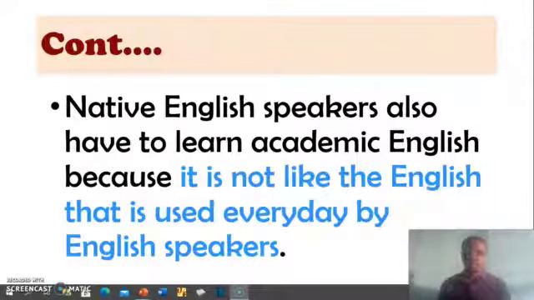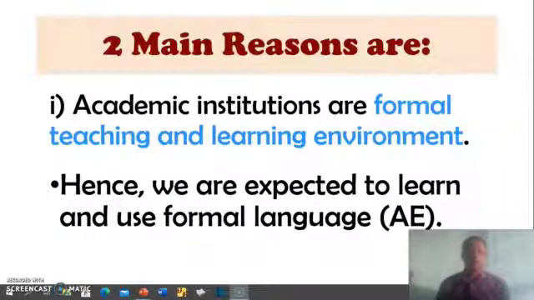To your surprise, even native English speakers are required to learn academic English because it's somewhat different from the form of language we use daily. That's why even native speakers are expected to learn academic English and to be competent in this skill.